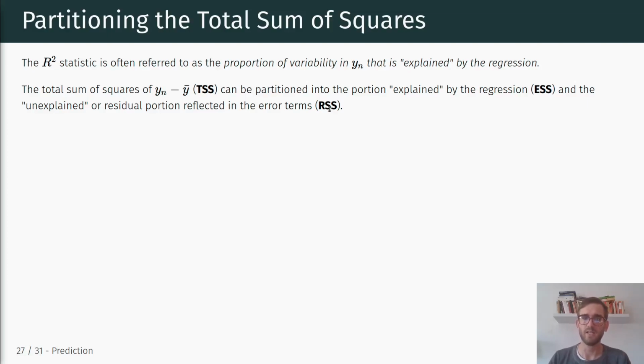which is the residual sum of squares, right? And we already talked in the previous videos about OLS: in order to find OLS, we're minimizing the residual sum of squares, right? So that's the deviation between our y hats and the actual y_n, right?